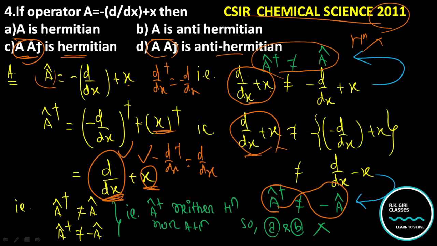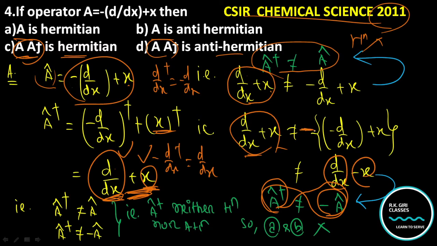Is it minus of this value? Minus of this value or not? See this one. This is minus of this value, because you will find out whether A cap dagger is equal to minus A cap or not. Got this point? That means, is this value the negative of this value? So find out the negative of minus d by dx plus x. The value is equal to d by dx minus x.